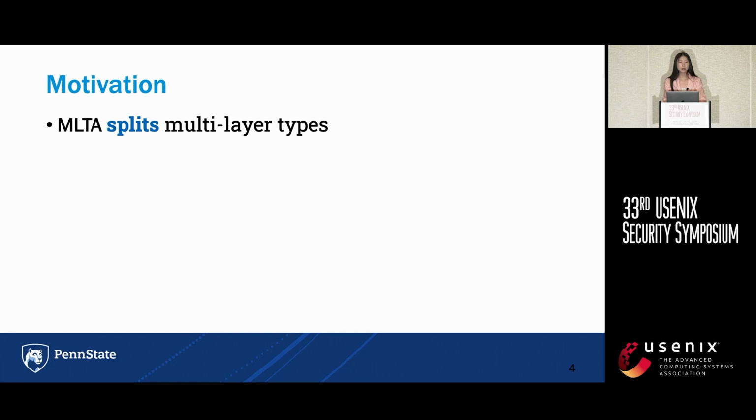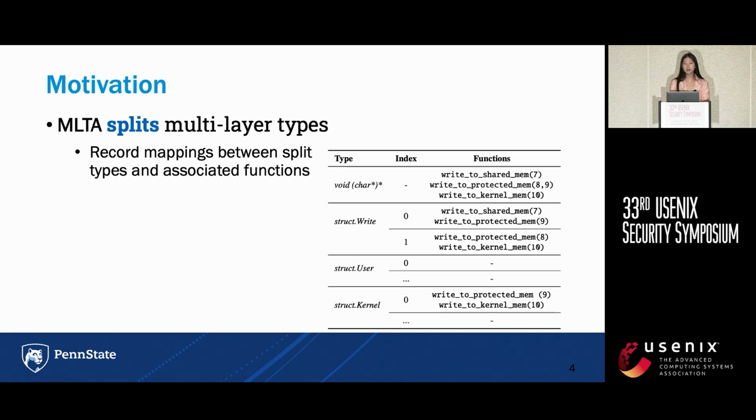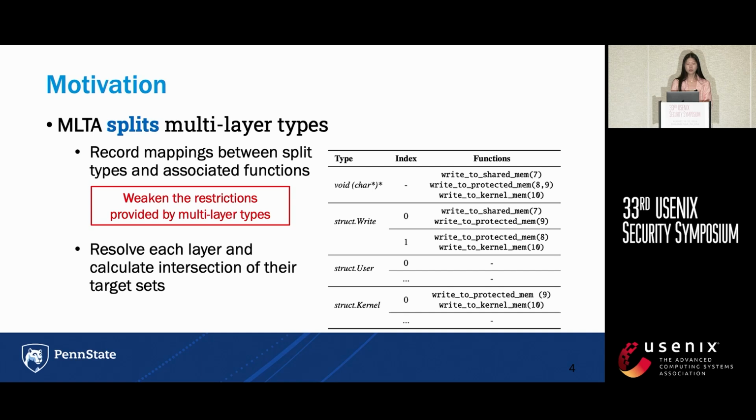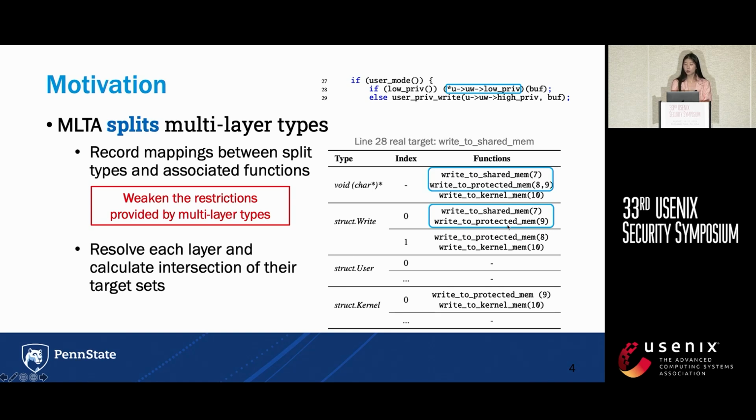To address the challenges, MLTA splits multi-layer types, simplifying multi-layer type matching to traditional type matching. It records mappings between split types and associated functions, just as this table shows. The splitting operation can weaken the restrictions provided by multi-layer types. When identifying targets, MLTA resolves each layer and calculates the intersection of their target sets. So for the indirect call at line 28, we can see MLTA identifies these two functions as targets, while in fact we know only one of them is a real target. So MLTA produces false positive targets because of the splitting and the intersection operations.